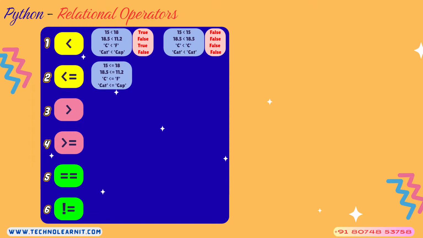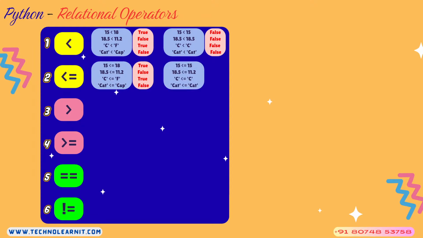So 15 less than or equal to 18 evaluates to true because 15 is less than 18. It need not be equal because 15 is already less than 18, so you don't check for equality. So 15 less than or equal to 18 finally evaluates to true. And 18.5 less than or equal to 11.2 evaluates to false. The string C less than or equal to string F evaluates to true, and string cat less than or equal to string cat evaluates to false.